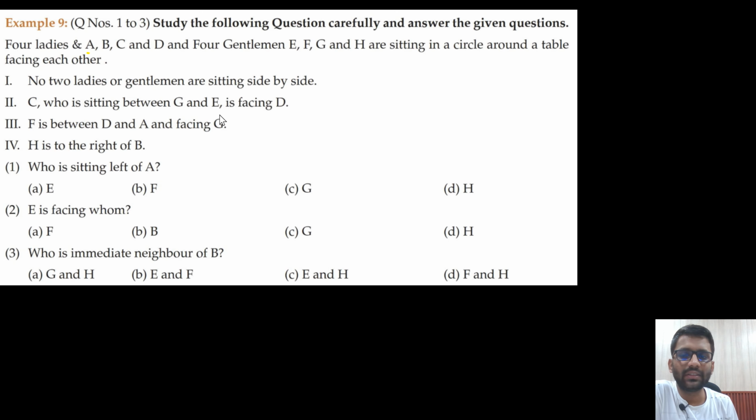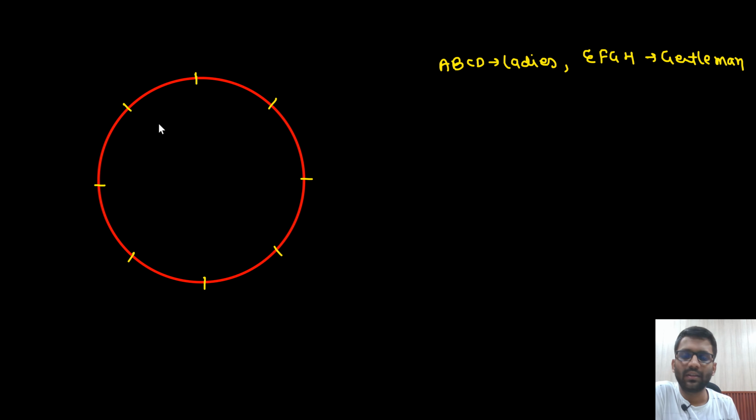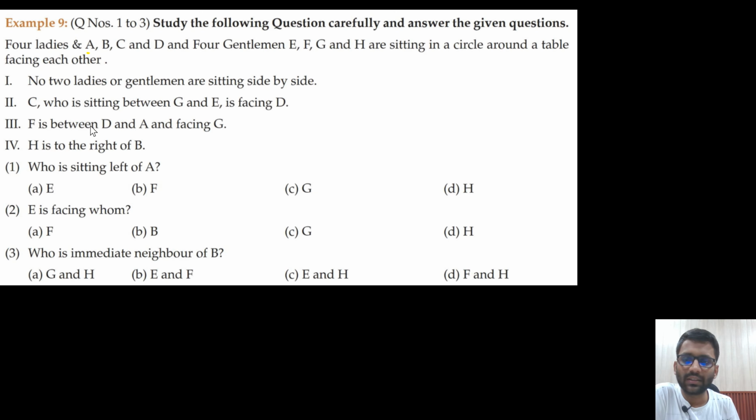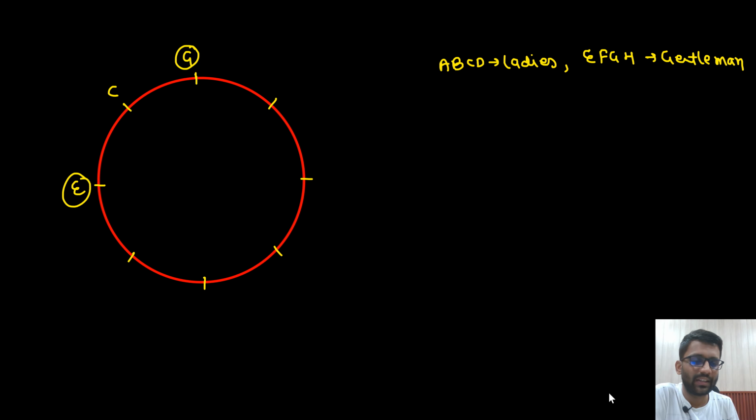C, who is sitting between G and E, is facing D. C is sitting between G and E. Now they can be interchanged as well, right? E can come here and G can come here. They did not say that G is on the right or left, they did not talk about that. So we will put a circle, that means they can be interchanged. If required, we will interchange in the end. And C is facing D, so this will be D.